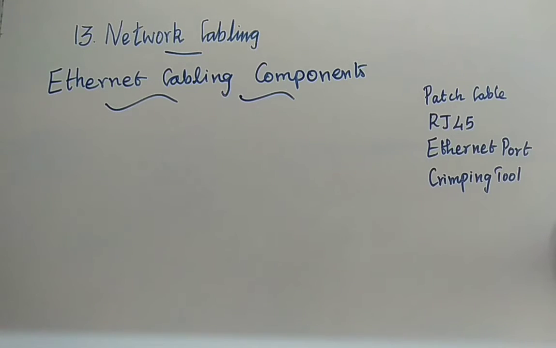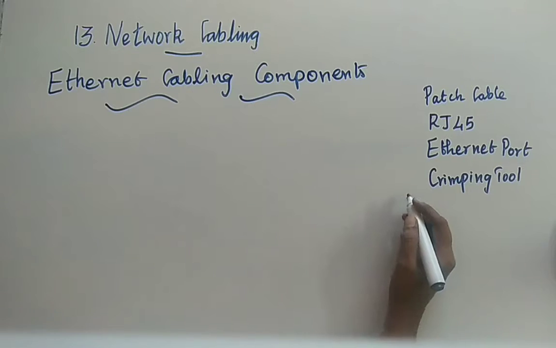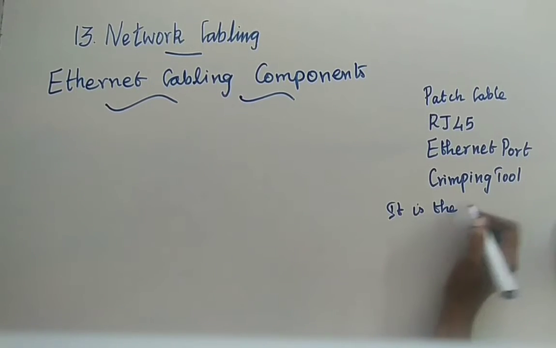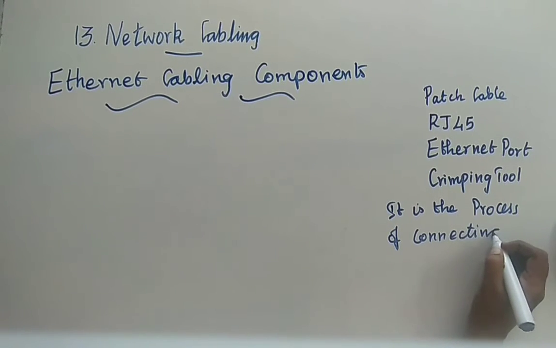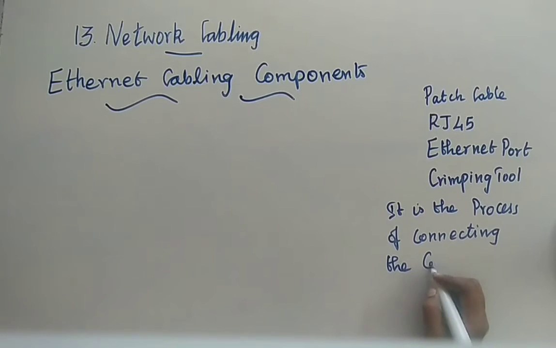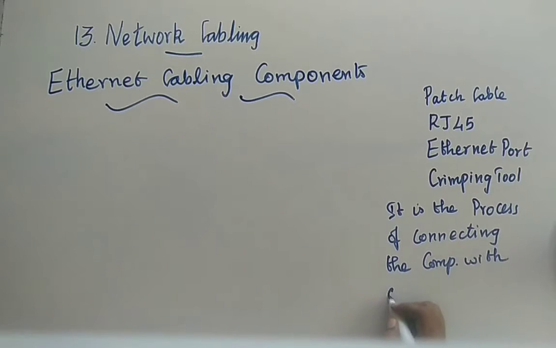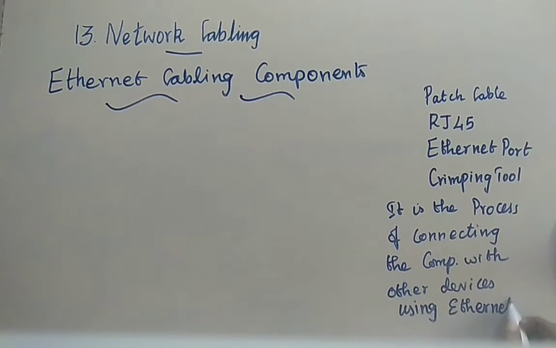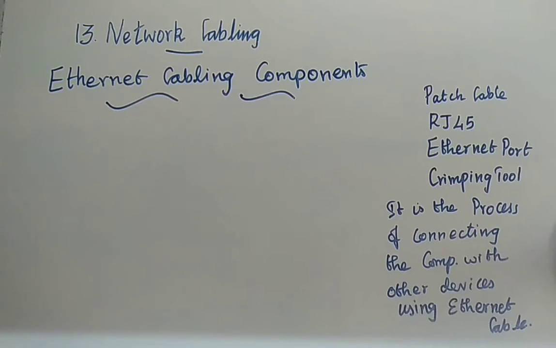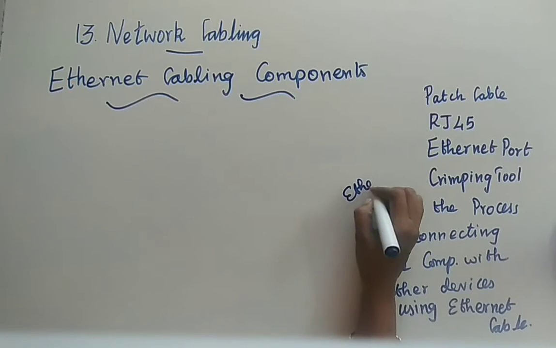While discussing this, we have already discussed the definition for Ethernet cabling. So what do you mean by Ethernet cabling? Ethernet cabling is the process of connecting the computers with other devices using Ethernet cable. So it is called your Ethernet cabling. This is your definition for Ethernet cabling.